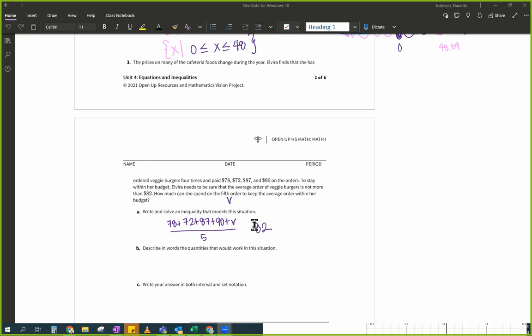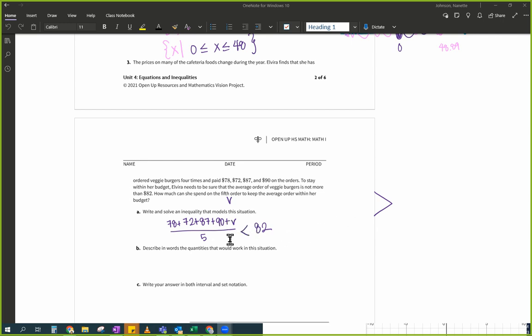If it can't be more than $82, can't be more than. Very good. So think about these words. If it can't be more than, in my brain, I think about this. Here's more than. It can't be that. That's what they're telling you. It can't be more than. So what's not more than? You guys would be like, oh, less than, Miss Johnson.